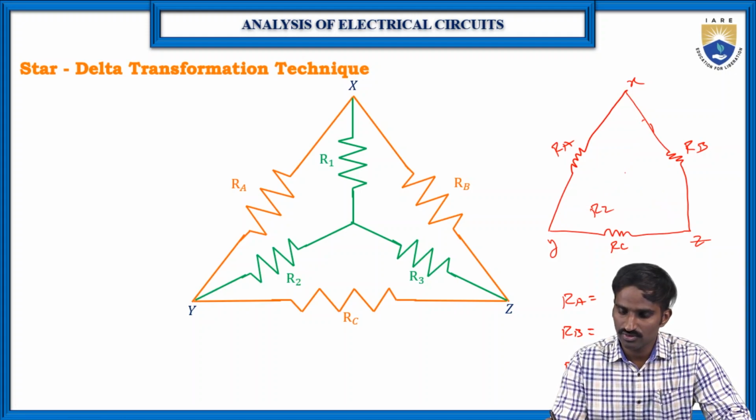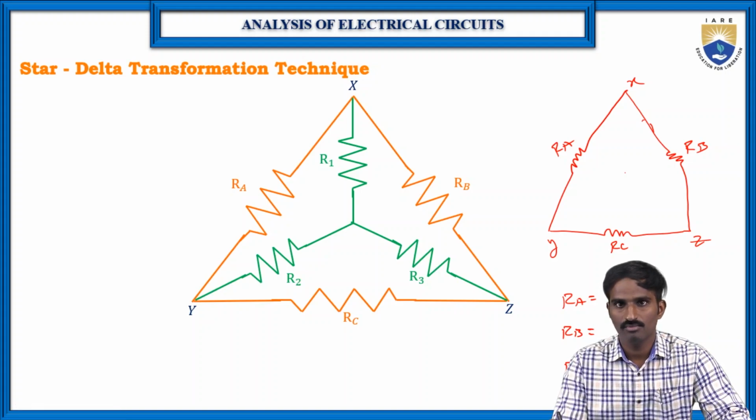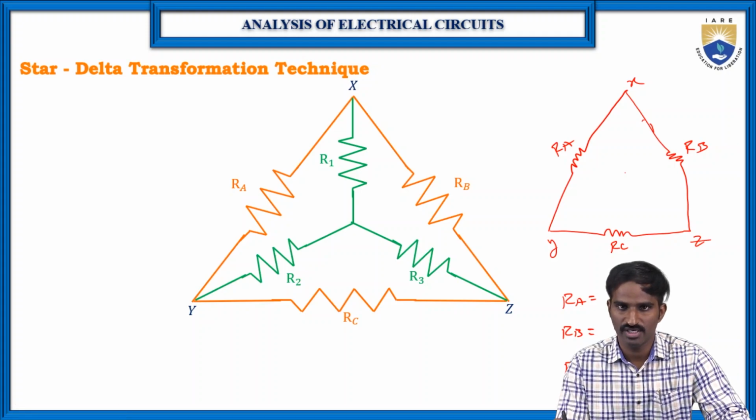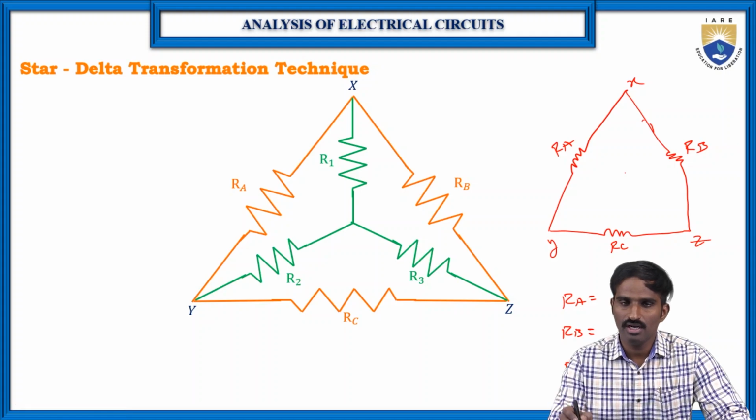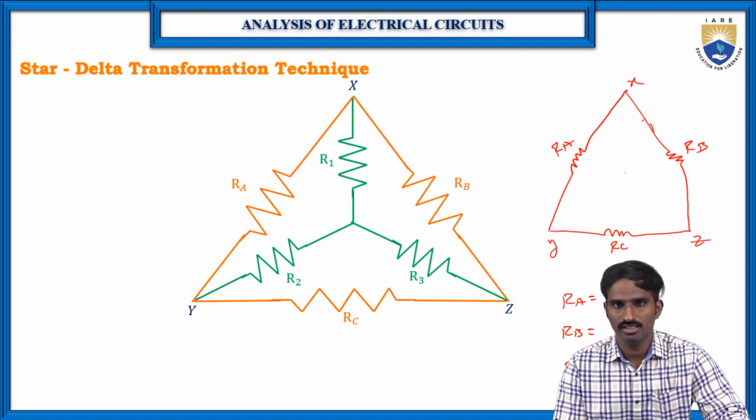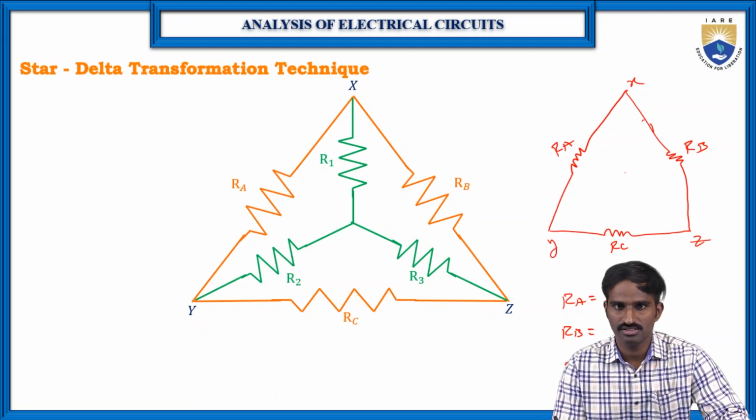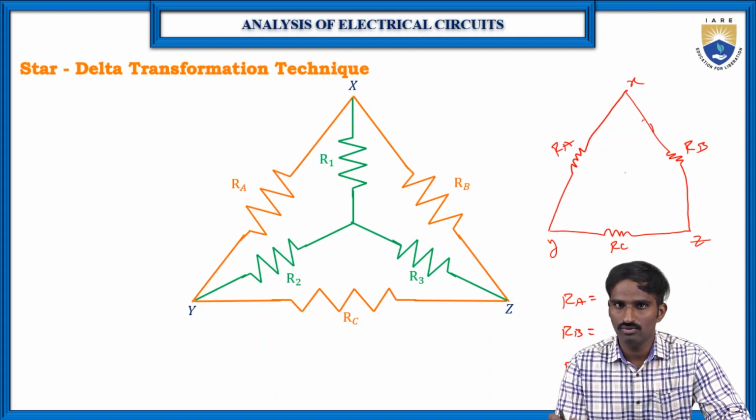We are replacing these R1, R2, R3 in terms of RA, RB, RC, and we are finding the values of RA, RB, RC by using the R1, R2, R3 values, because we know R1, R2, R3 as our given network is in the star connection. Then we are transforming the star connection to the delta connection. For the delta connection, we just consider the resistances RA, RB and RC, but we don't know the RA, RB, RC values.